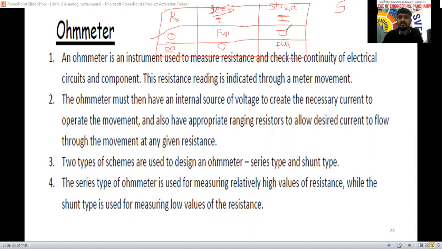Here 0 is there, here 0 is there. For the series type of ohmmeter, the unknown resistance is inversely proportional to the current. Now, if the resistance is 0, the current is maximum. If the resistance is high, the current is 0. So the series ohmmeter current is inversely proportional to the unknown resistance, and the shunt ohmmeter current is directly proportional to the unknown resistance. This we have already discussed in the previous class with the diagrams. These two diagrams we have already discussed.